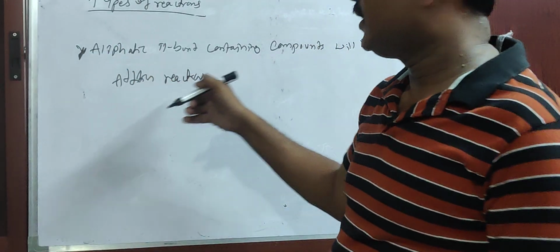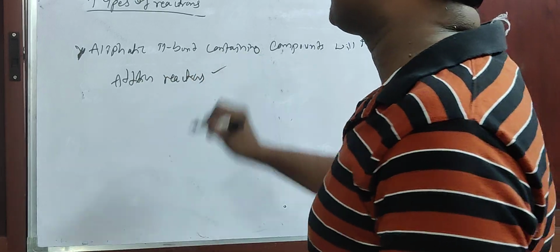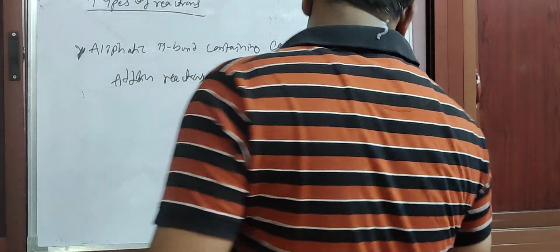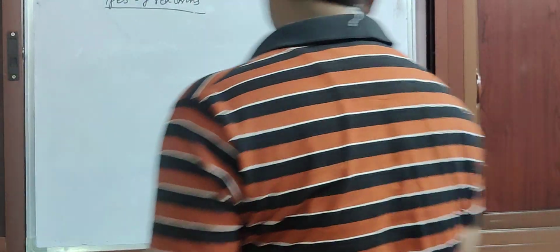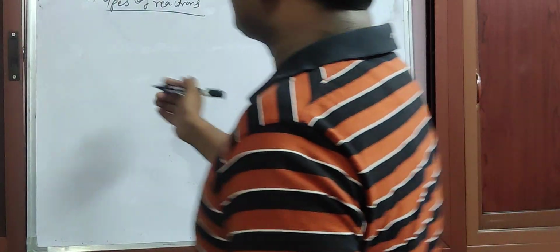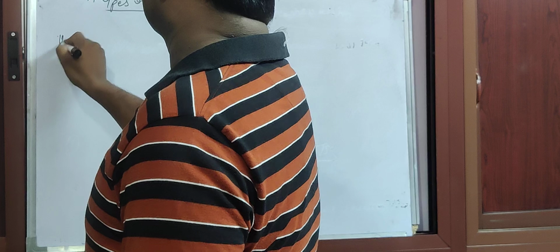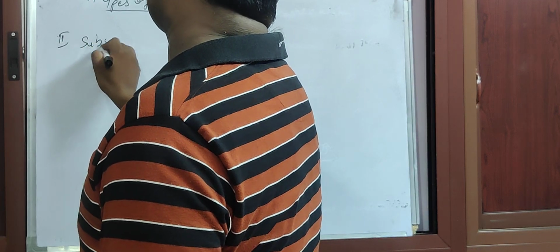Aliphatic pi bond containing compounds will form addition reactions. This you have to remember. Next we discuss substitution reactions.